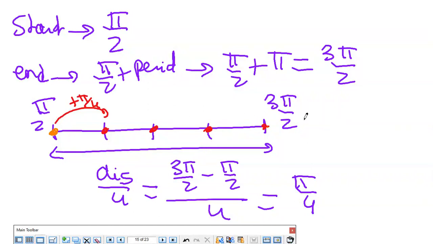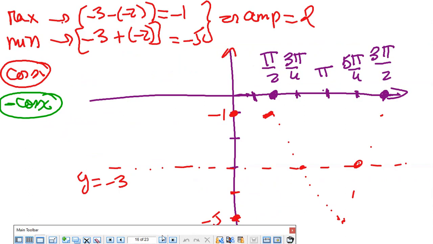Now, we find the distance divided by 4 to see what is the distance of each part of this interval. So 3 pi over 2 minus pi over 2, over 4, gives me pi over 4. It means I need to add pi over 4 every time to get all this interval. So pi over 2 plus pi over 4 is 3 pi over 4. Now I have 4 pi over 4, so it's pi, 5 pi over 4, and 6 pi over 4 gives me 3 pi over 2. So now I will start from here and I will end here.